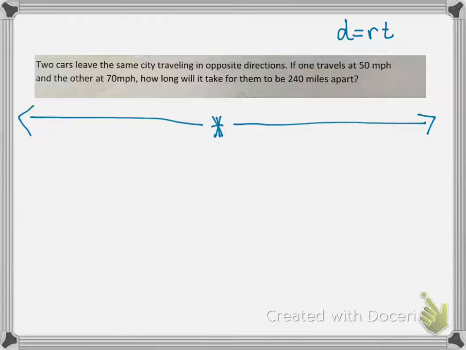Okay. Check and see if your picture kind of looks like this. Okay, we've got this city in the middle. 2 cars leave the same city and they're traveling in opposite directions. Okay, so we have car 1, and then we have car 2.